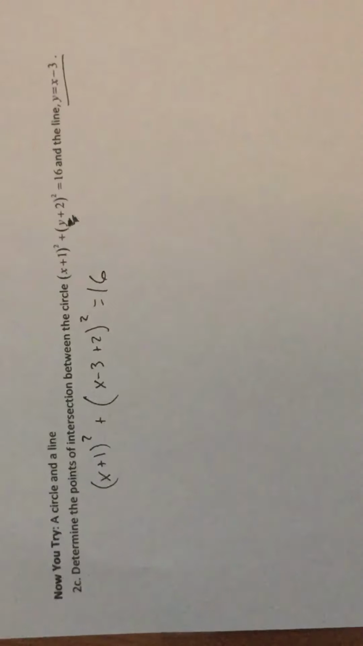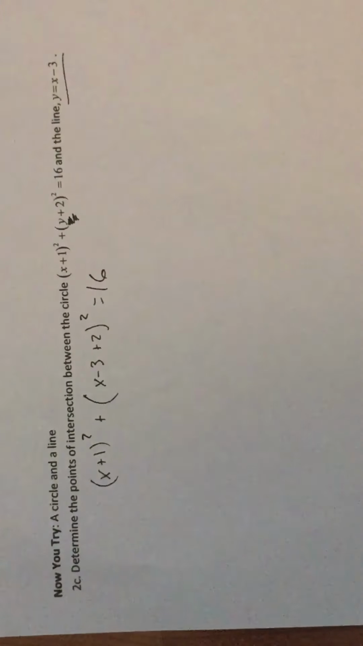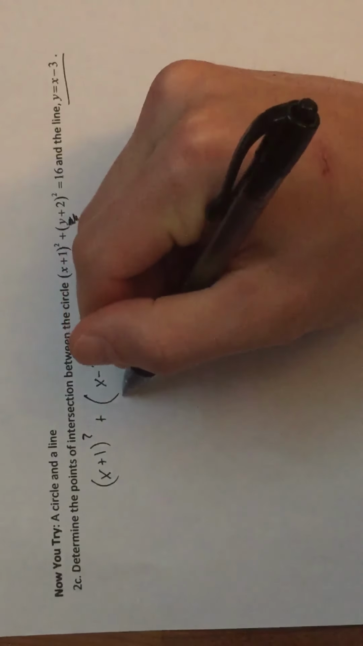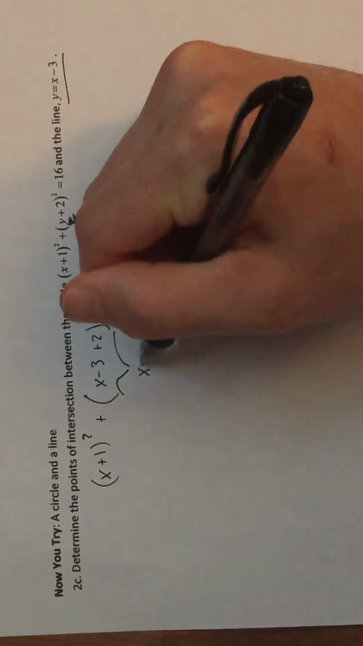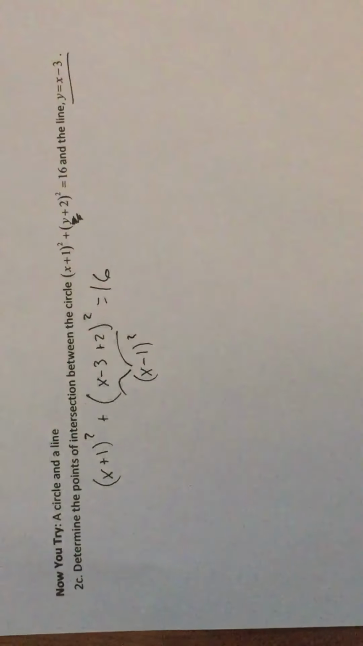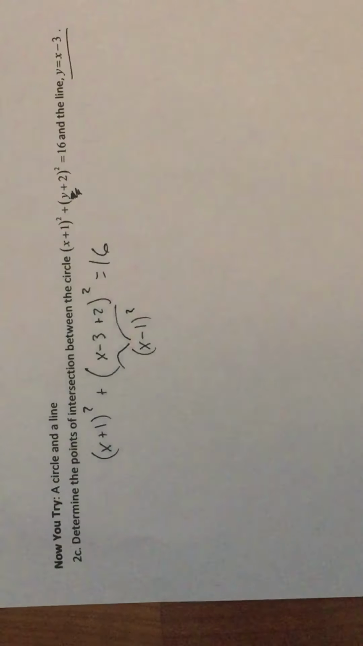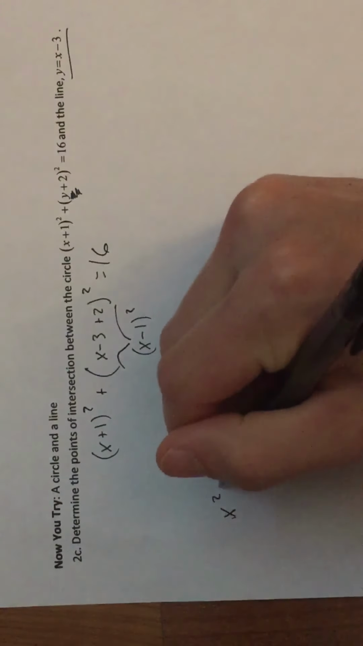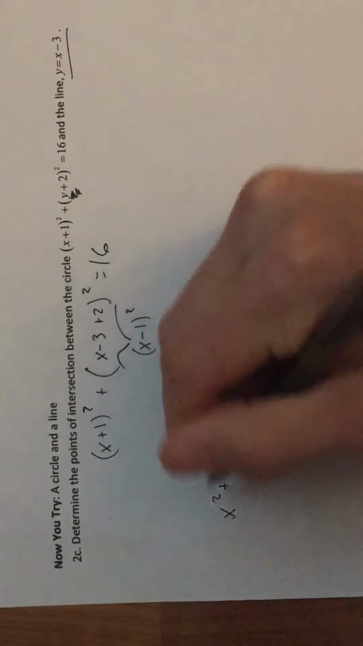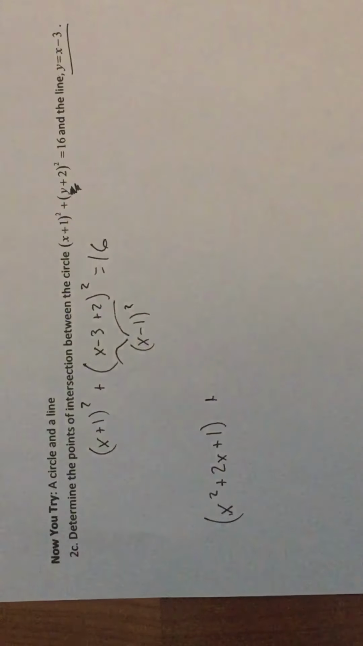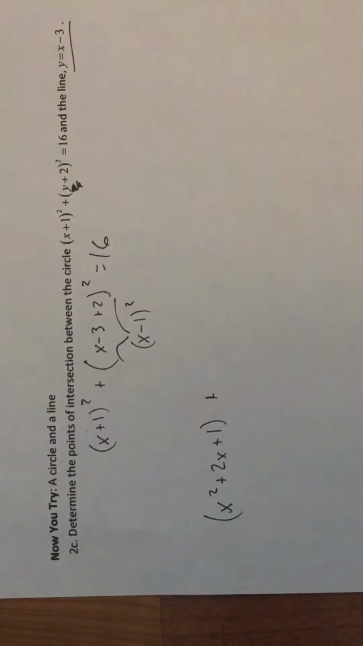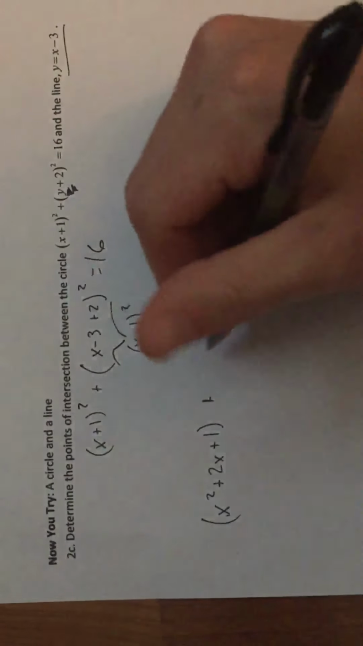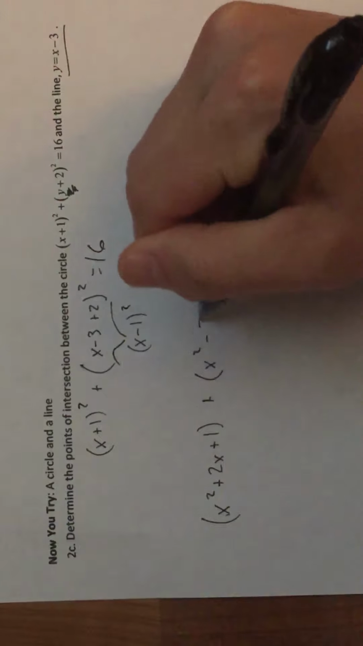Now, solving this, I'm going to have to do some foiling or binomial multiplication. It might help visually to know that this reduces to x minus 1 squared. I'm going to expand both of these parentheses. So we're going to do x plus 1 squared and x minus 1 squared. x plus 1 squared is x squared plus 2x plus 1. Now you might want to take your time, pause, and do some of the side work to do that multiplication as well. x minus 1 squared is x squared minus 2x plus 1.